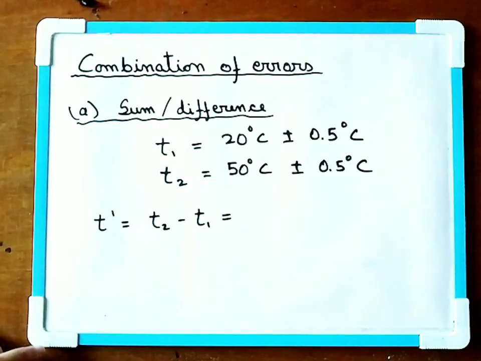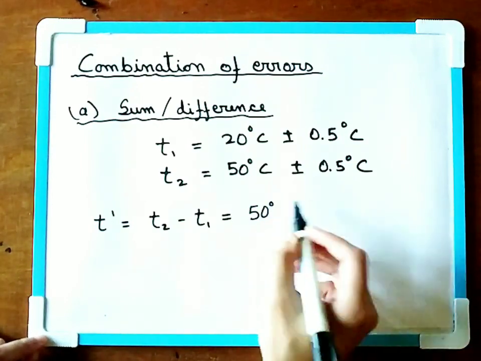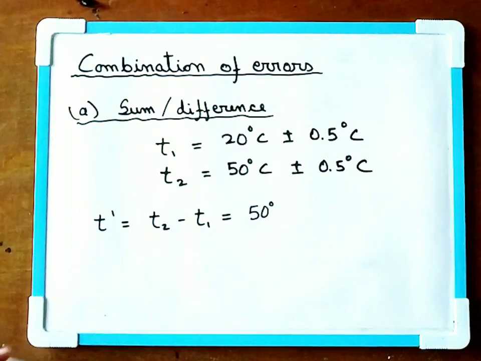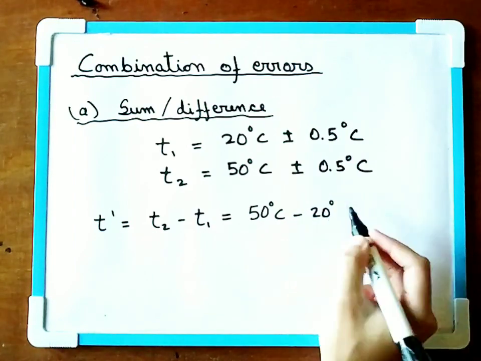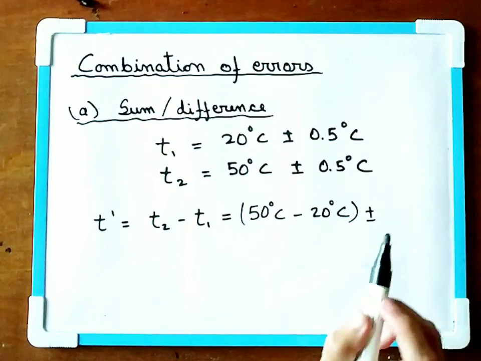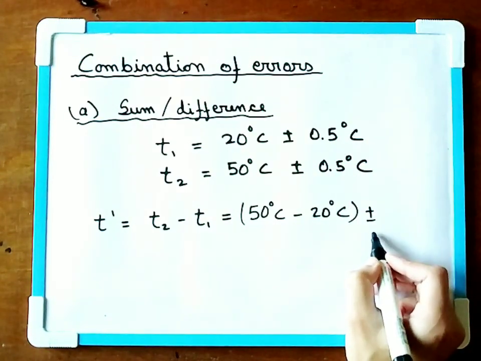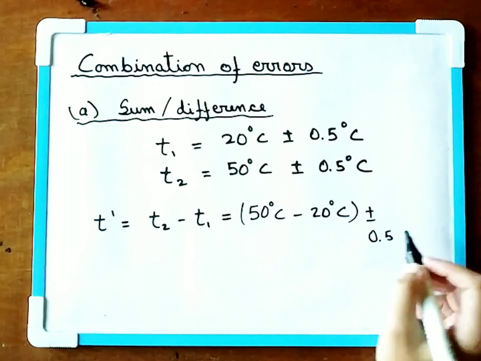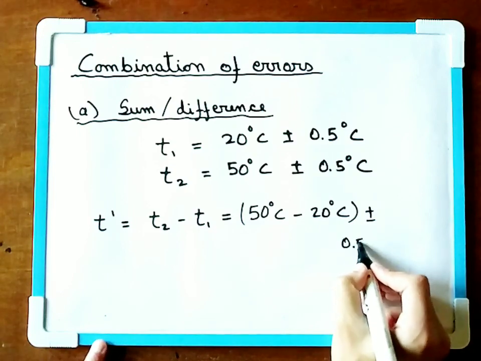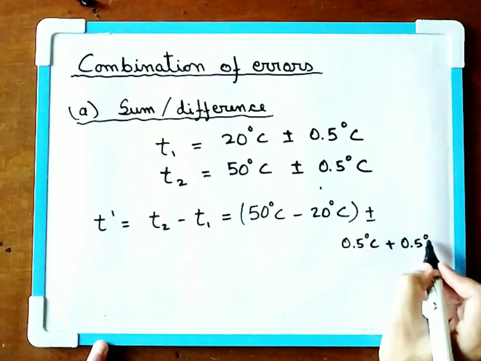So how will you express this one? You take the difference of the true value of this T2 and T1. So 50 degrees Celsius, I forgot to write that one. So 50 degrees Celsius minus 20 degree Celsius. So that is the true value. So you have to take the difference of the true value, then plus minus. Now for the absolute error, you'll always have to add. So here we have the absolute error 0.5 degrees Celsius, here also 0.5 degrees Celsius. So what you have to do here is, you'll have to add the two, 0.5 degrees Celsius, then we have plus this one also 0.5 degree Celsius.